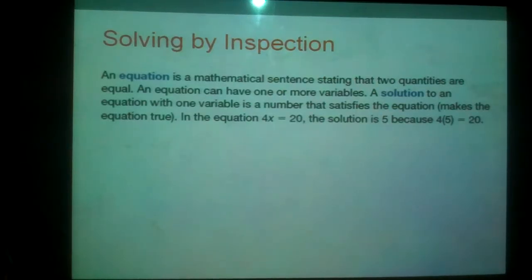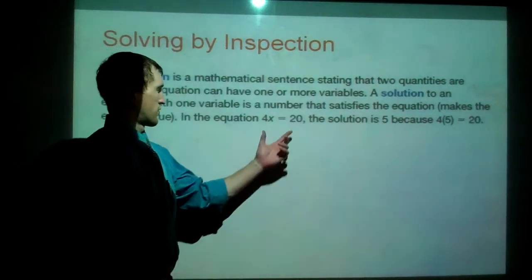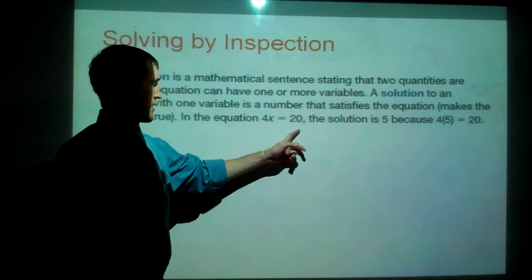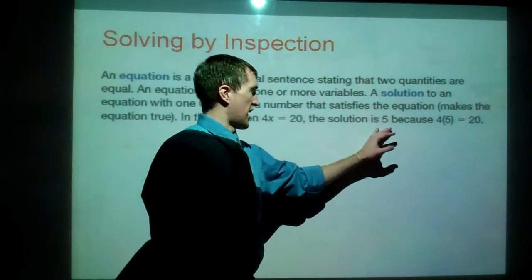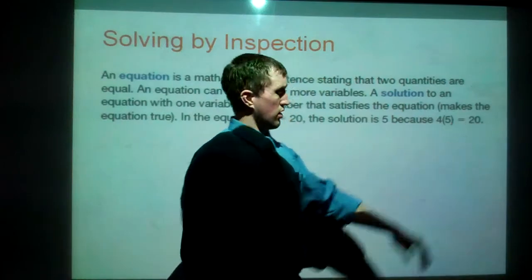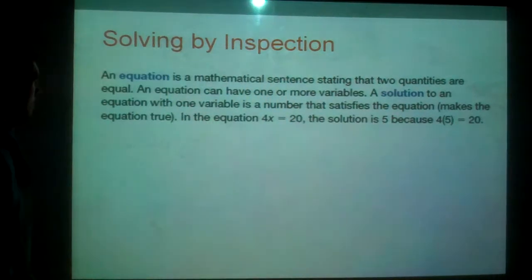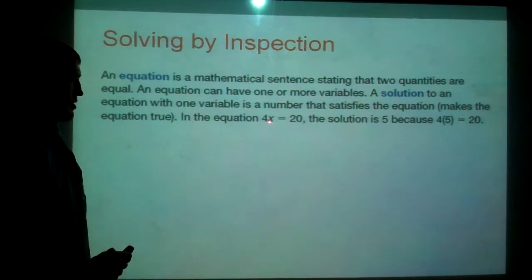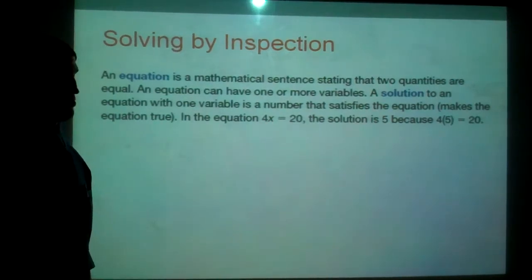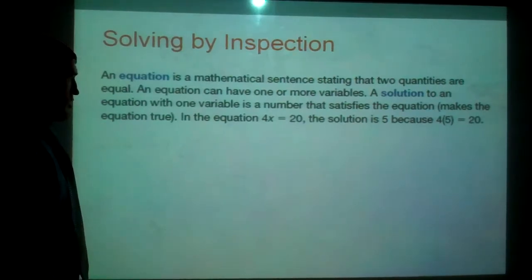Alright, inspection. Inspection is when we're given more of a mathematical equation, such as 4x equals 20, 4 times x equals 20. Solution is 5 because 4 times 5 is 20. Alright? So that's more of an inspection thing. We're going to be solving something like that. It's very similar to evaluation. We're not told what this value is going to be. We're figuring out what that value is going to be.